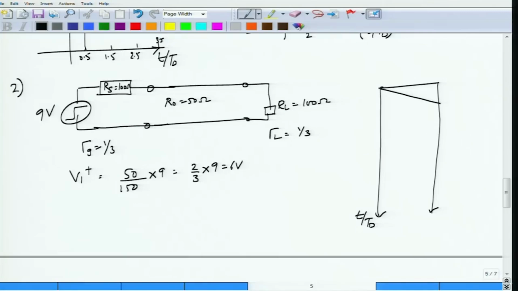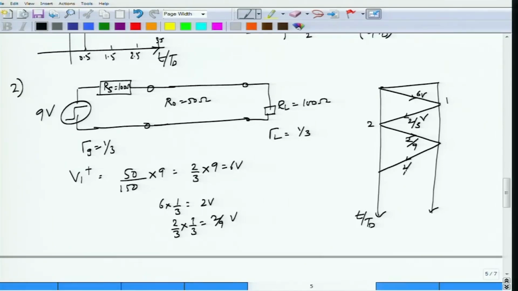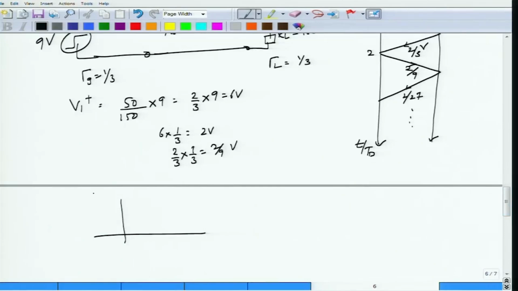So 6 volts goes through, and at T equal to 1, or T by Td equal to 1, it reaches here. At this point 6 into 1 by 3, which is 2 volts, is launched back. So this is 2 by 3 volts. At this point again, this is at time T equal to 2. So at this time again 2 by 3 into 1 by 3, which is 2 by 9 volts, is launched. So this is 2 by 9, and then this again is launched as 2 by 27 and so on.